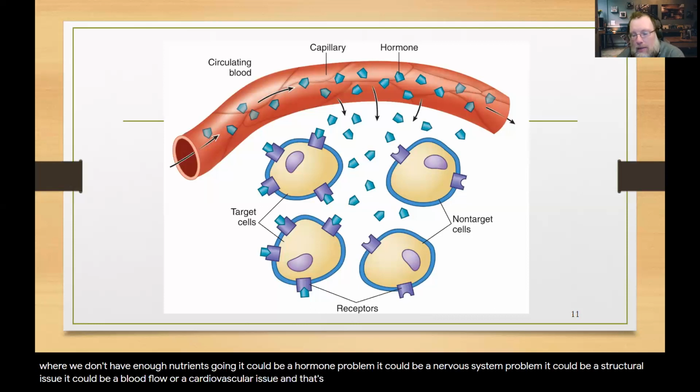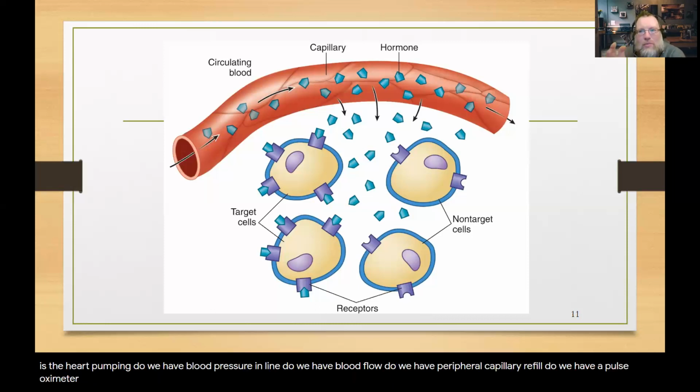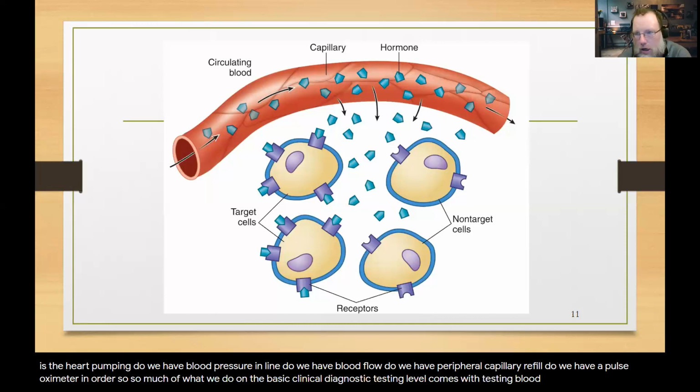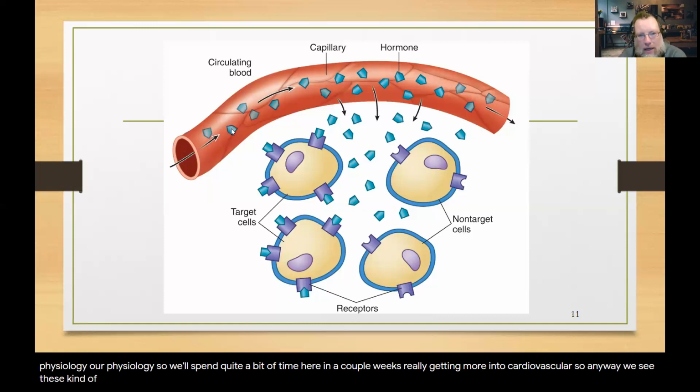And that's one of the big clinical areas that we really focus on, certainly cardiovascular. Is the heart pumping? Do we have blood pressure in line? Do we have blood flow? Do we have peripheral capillary fill? Do we have pulse oximeter in order? So much of what we do on the basic clinical diagnostic testing level comes with testing blood, blood physiology, cardiovascular physiology. So we'll spend quite a bit of time here in a couple of weeks really getting more into cardiovascular.